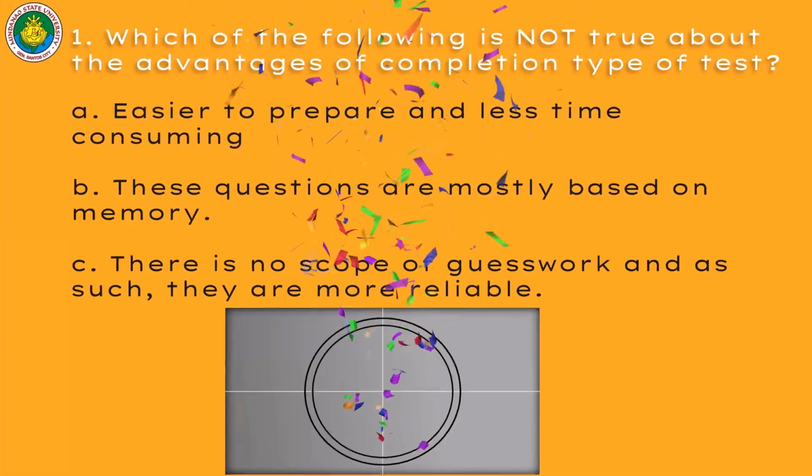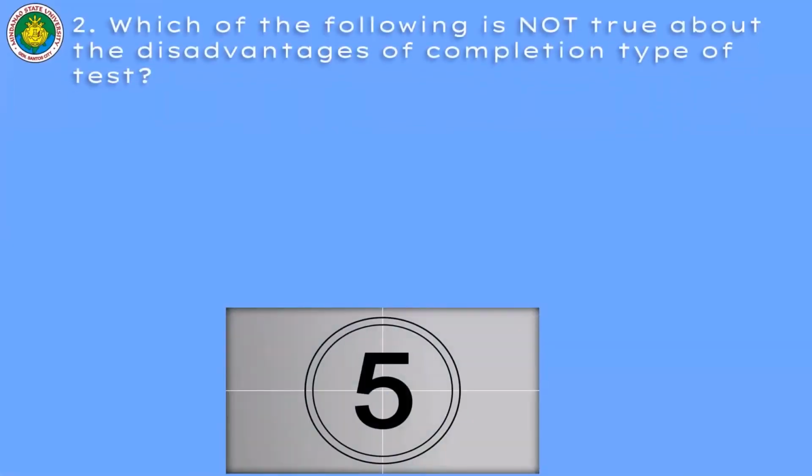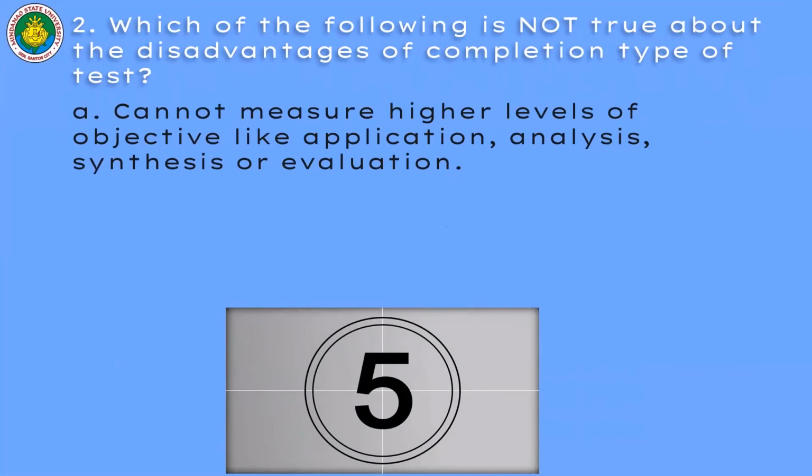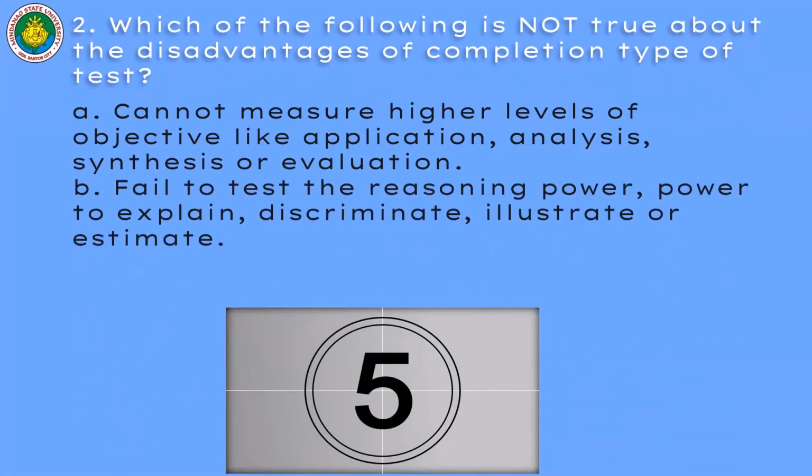Time's up. So the second question is, which of the following is not true about the disadvantages of completion type of test? Letter A, cannot measure higher levels of objectives like application, analysis, synthesis, or evaluation. Letter B, fail to test the reasoning power to explain, discriminate, illustrate, or estimate. And letter C, it is popular and widely used. The timer starts now.